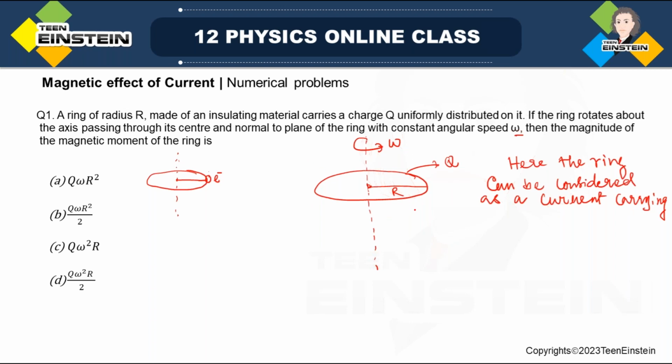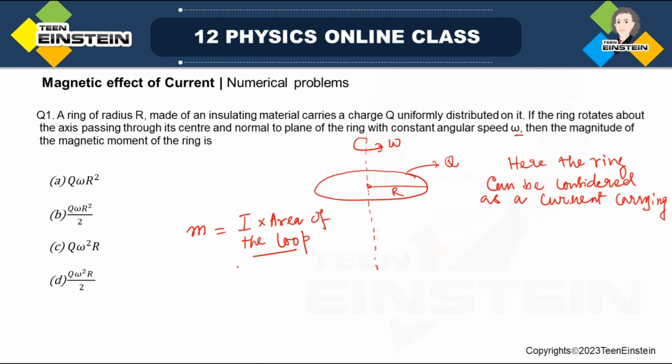So if this is a current carrying loop, then how do we find out the magnetic moment? We know magnetic moment M, or mu, whatever symbol you like to use for magnetic moment, is equal to the current in the loop into the area of the loop. Here the direction has not been asked, neither is it given in which direction the ring is rotating, whether clockwise or anti-clockwise. So we don't bother about the direction of the magnetic moment. Only the magnitude of the magnetic moment we have to find out. So current into area of the loop.